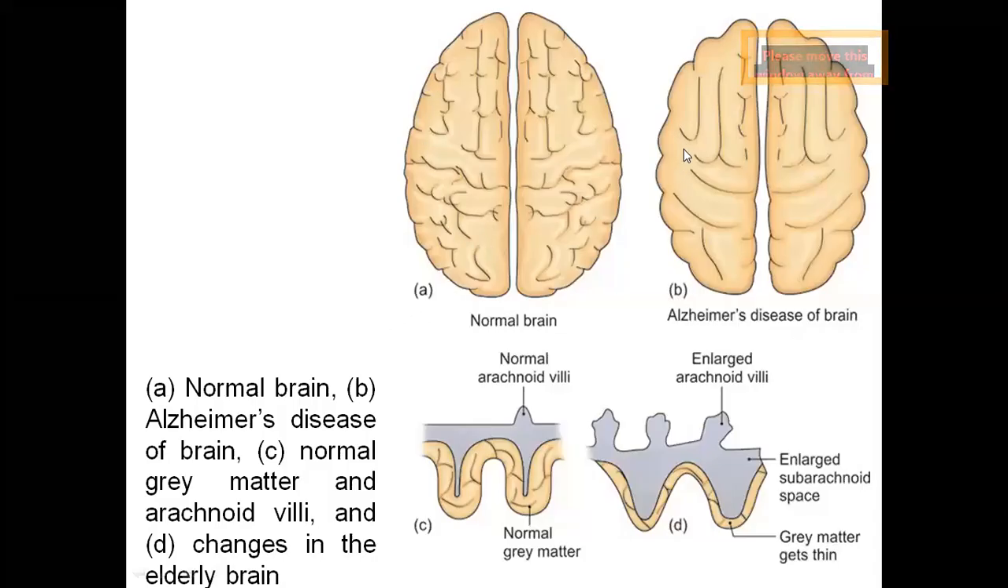The normal brain compared with the Alzheimer's disease brain. So what are the gross changes you are finding? Sulci and gyri have reduced and the size of the brain is shrunken. Then you can see the gray matter is also thinning out. This is the subarachnoid space which is increasing and the size of the functional brain is reducing.